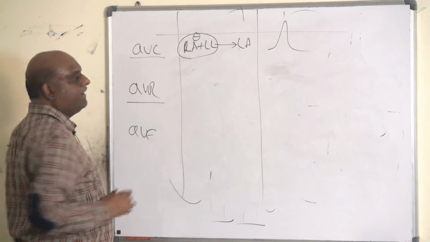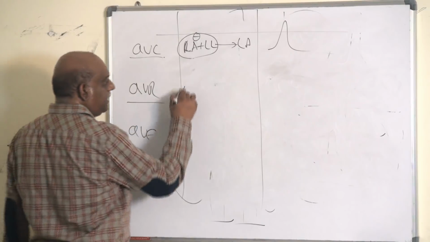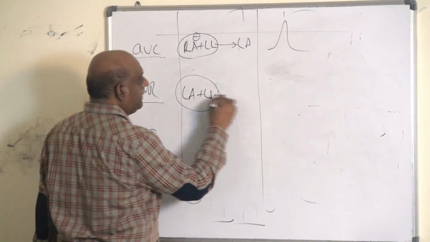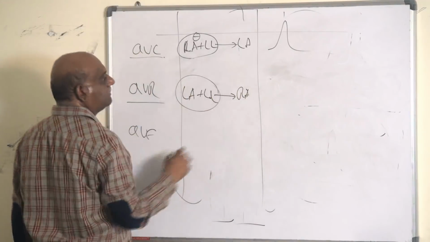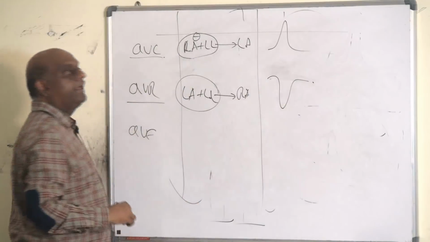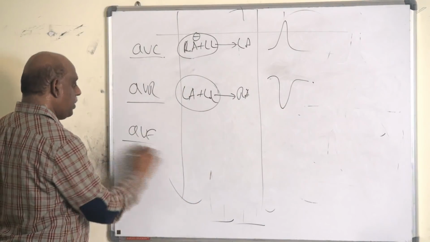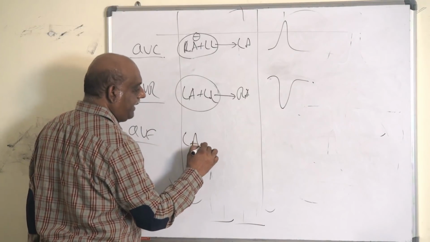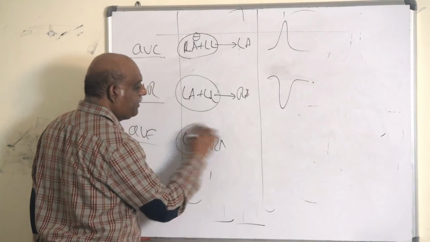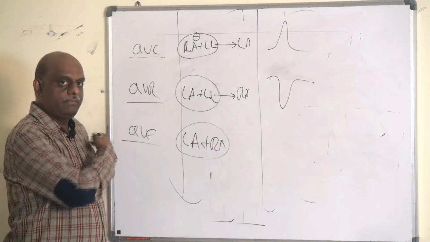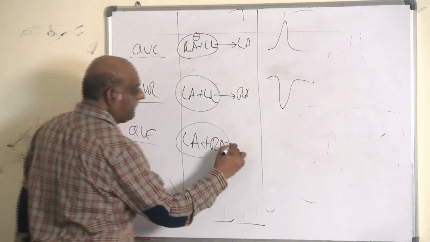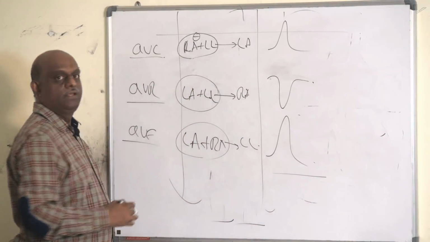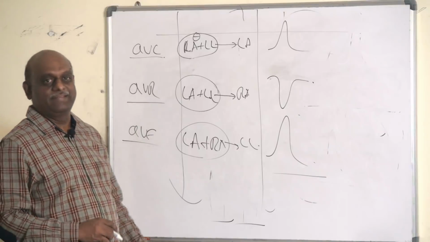Once more. How do you get AVR? Very simple. Left arm plus left leg made to become one lead compared with right arm. How do you get QRS? Negative deflection. How do you get AVF? Left arm and right arm are made to become one lead compared with left leg. And how do you get QRS? Positive. But these are all augmented leads.